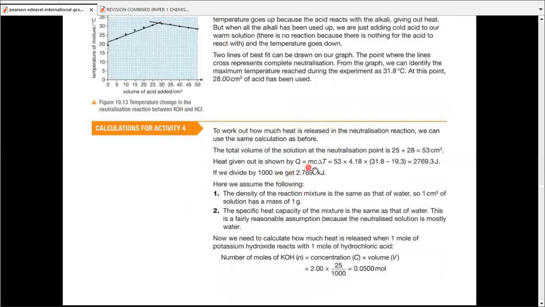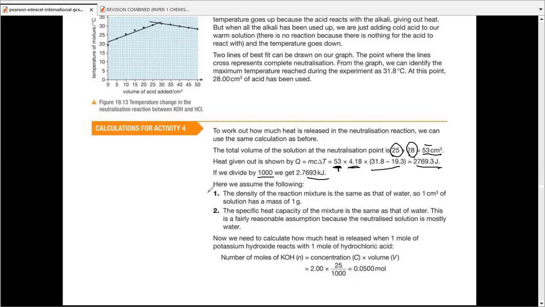Again, the same formula, Q is equal to mcΔT. Now, that is 53. Remember, the alkali was 25 cubic centimeter, the acid was 28 cubic centimeter, the overall volume is 53, and that is quickly converted into grams, and we use 53 grams over here. Specific heat of water, 4.18. The difference in temperature, this much. You get the value in joules, divided by 1,000, you get the value in kilojoules.